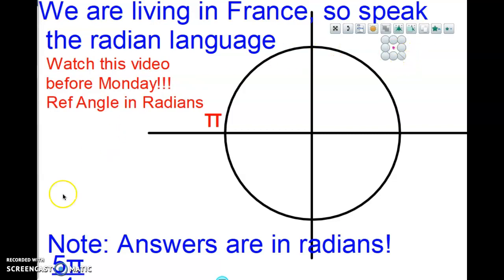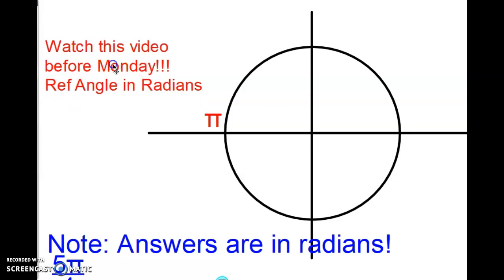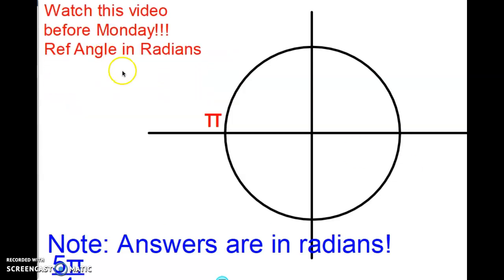I'll keep it very short, but I'll tell you, this is a foolproof way of figuring out reference angles in radians. And just understand that radians is just like speaking a different language. Pretend that we're living in France, so always speak the radian language. We're not going to deal with degrees anymore. Okay, so I want you to watch this video before Monday.